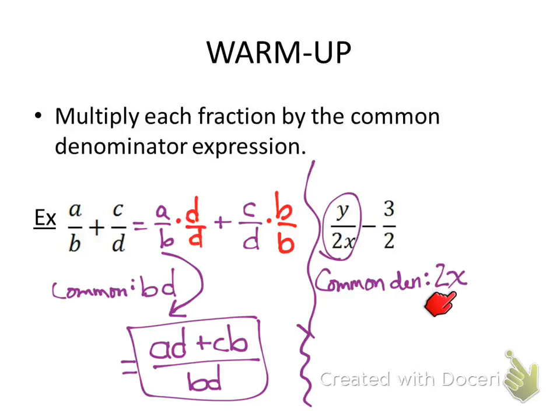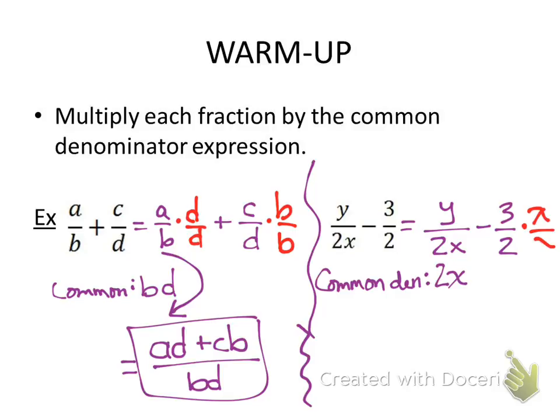It has everything, so I don't need to multiply it by anything. So we just leave it as y over 2x. Now the second fraction is missing the x in the bottom, so I'm going to multiply by x over x. Now I can get those numerators together. It's y minus 3x all over 2x. That's what we're doing today.